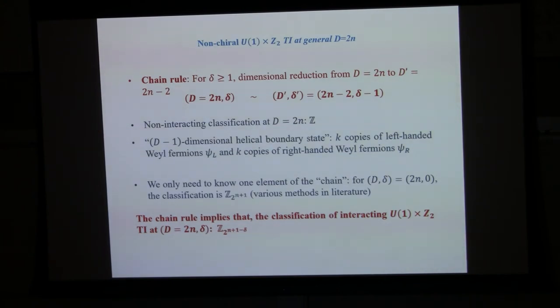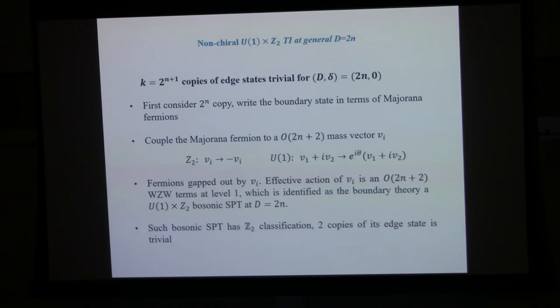So how do we know that one element? There are many, many ways of doing that, but one standard way is to turn on interaction, and then we map the interacting fermion problem to a bosonic topological insulator problem, to a bosonic symmetry protected topological state. For interacting bosonic topological insulators, it's actually better understood, even though the Hamiltonian is more exotic.